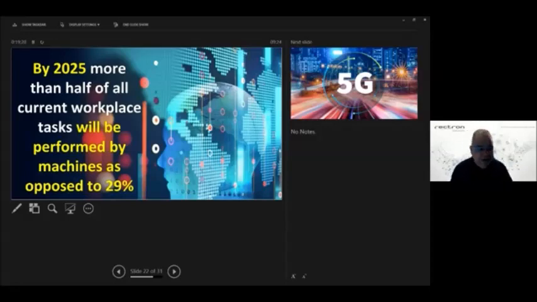And by 2025, we're looking at more than half of the current workplace tasks that we're currently doing are going to be performed by machines, as opposed to 29% at the moment.